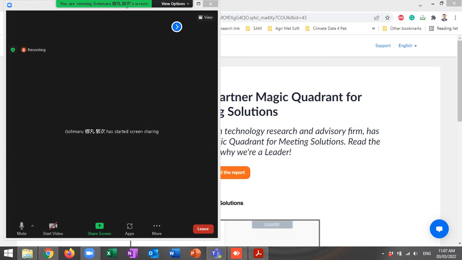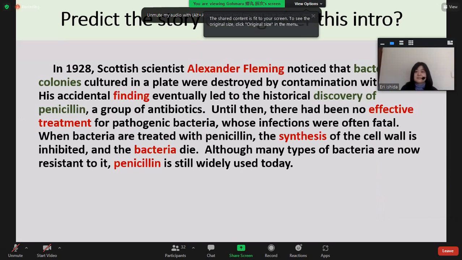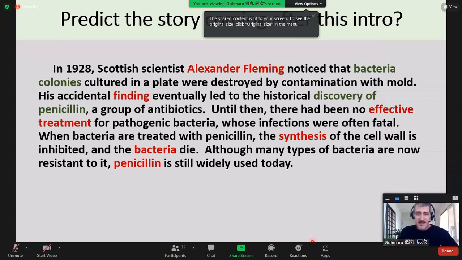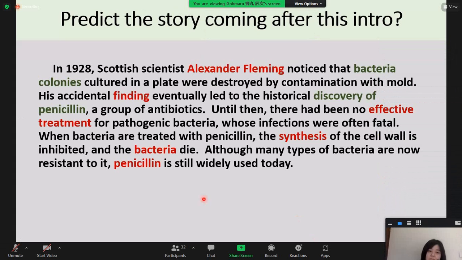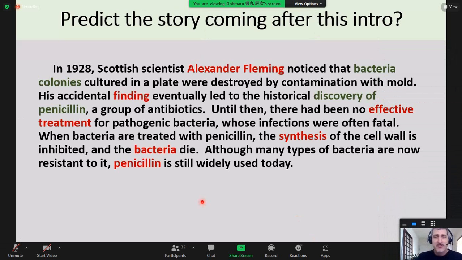Recording in progress. Okay, welcome back, everybody. So this is a very simple activity. I just wanted you to share your ideas with each other and hopefully see that the different members of your group had different ideas. Did any group have every person with the same prediction of the story that came after? No, mostly it was different predictions, correct?